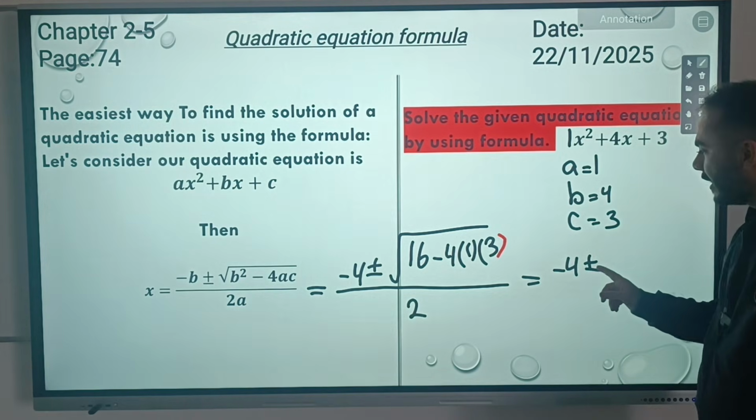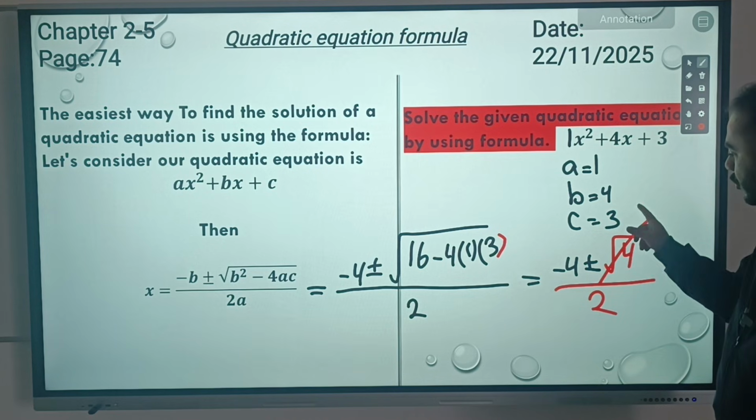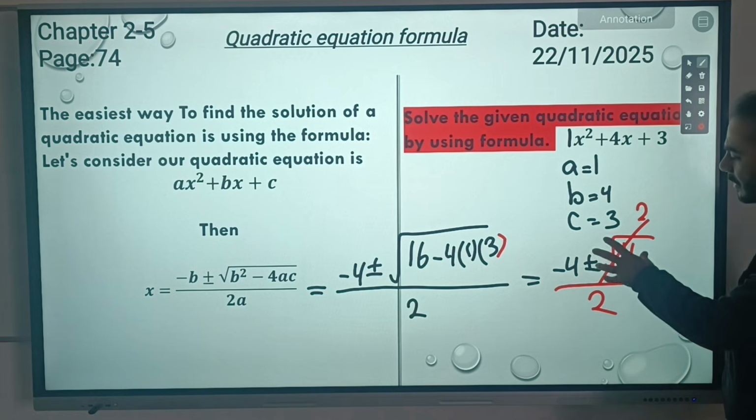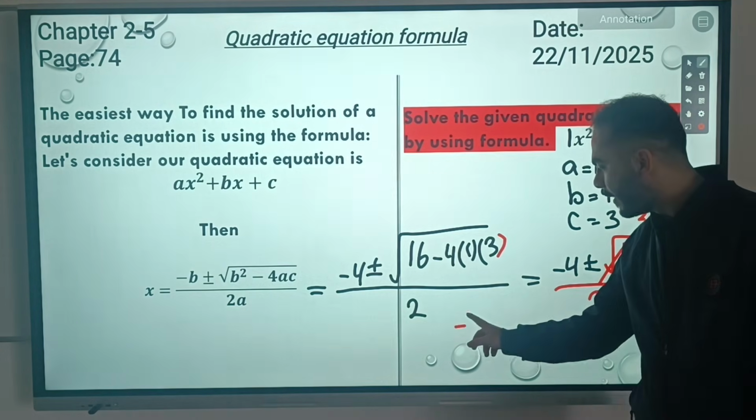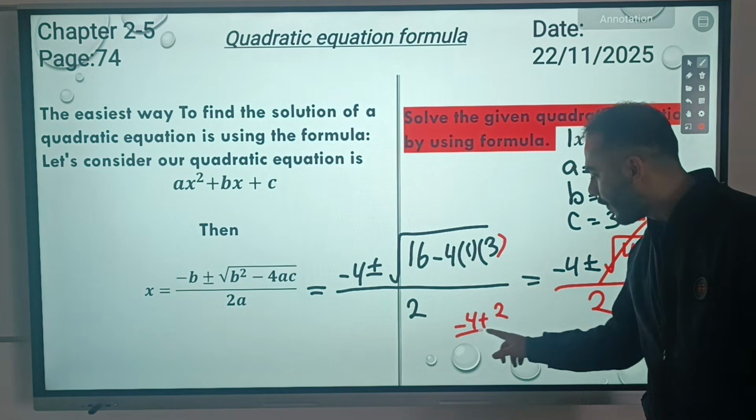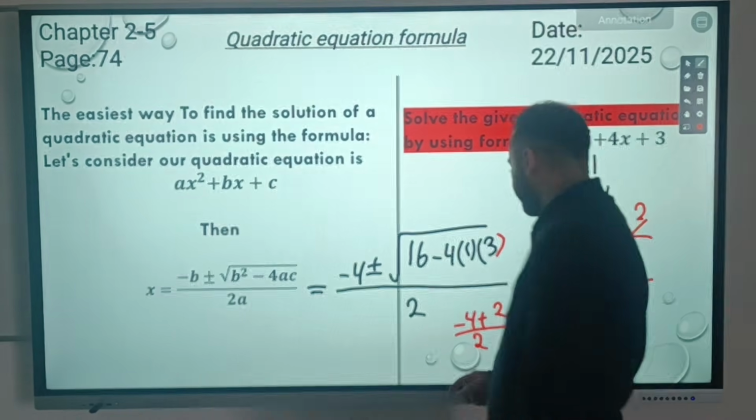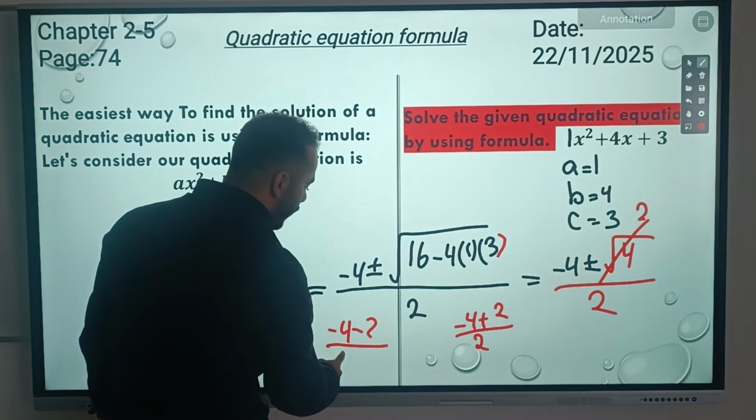As you can see, the result is positive, so we are going to deal with two solutions. The square root of 4 is equal to 2. We will go once with positive and once with negative. So negative 4 plus the square root of 4, which is 2, over 2, is the first answer. And the second answer is negative 4 minus 2 over 2.